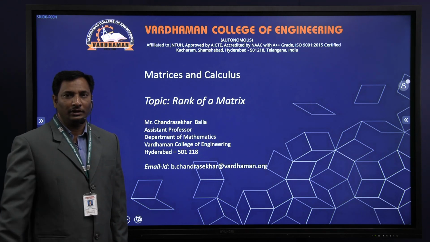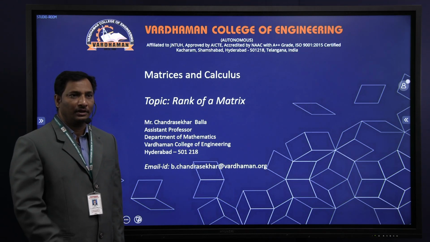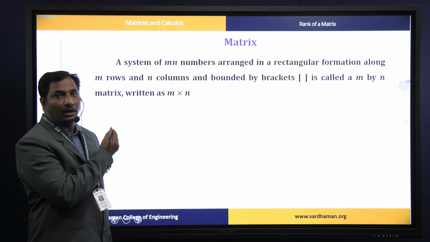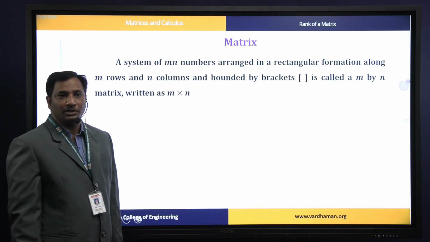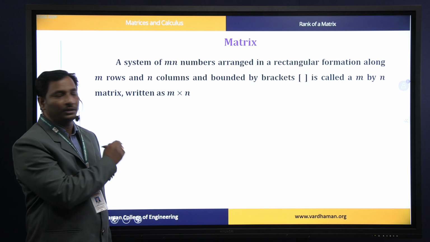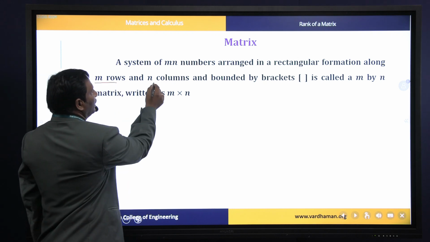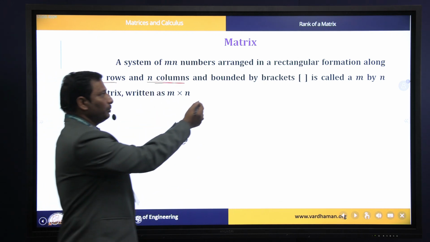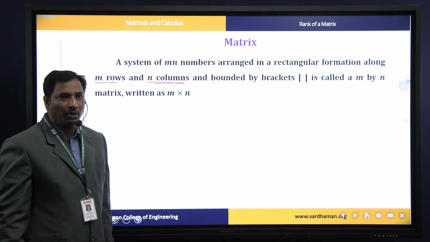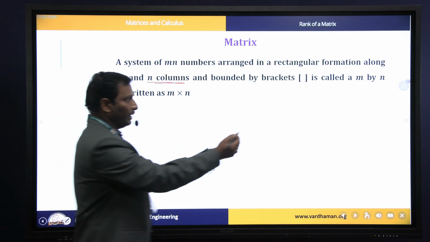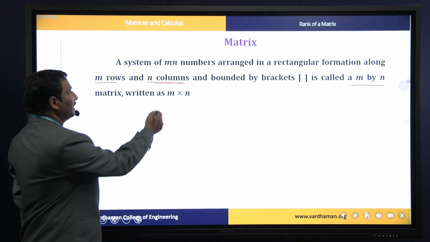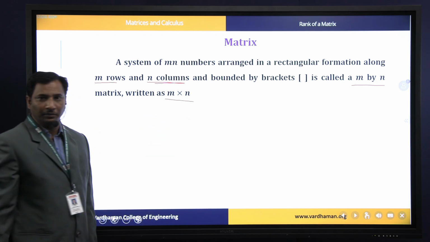In this video, we learn the basic definition of a matrix and we'll define what is the rank of a matrix. A matrix is a system of mn numbers arranged in a rectangular form with m rows and n columns. It is denoted by capital A, and the elements are denoted by small letters. It is read as m by n, and mathematically we'll write it as m by n.